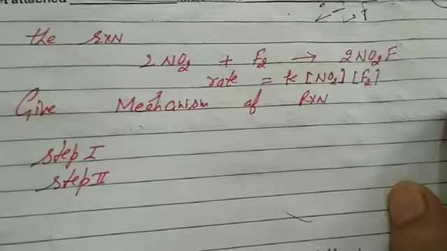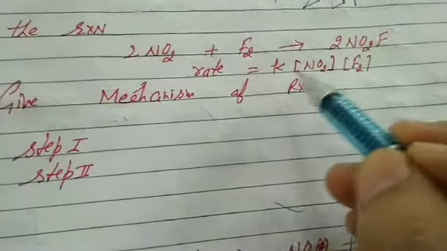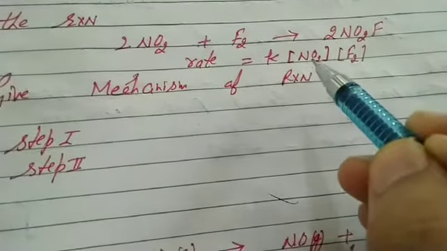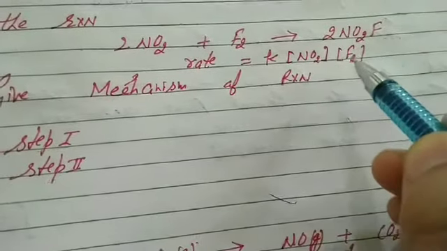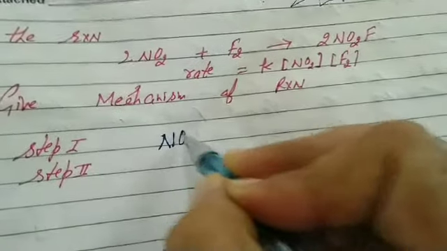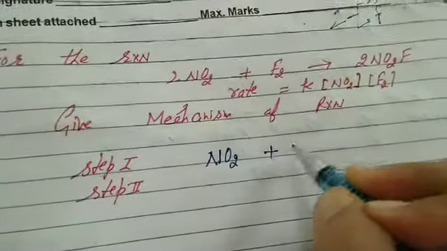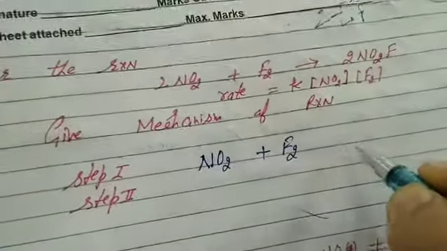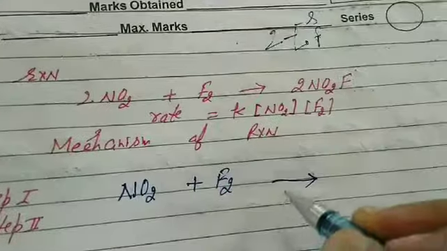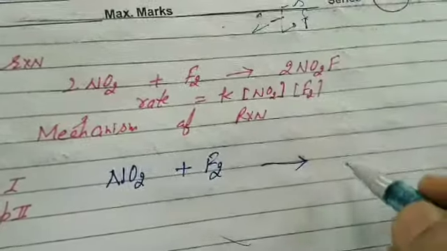Please look here carefully. Step 1, students: in step 1 we proceed according to the rate law equation, and in the rate law equation the given species are NO2 and F2. We will write NO2 plus F2 to give... Students, what will it give? We got an indication from the given equation. In the given equation, it's clear the product is NO2F.